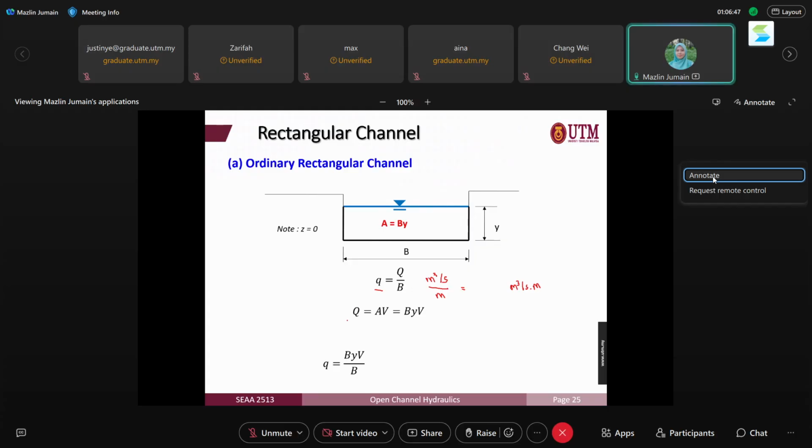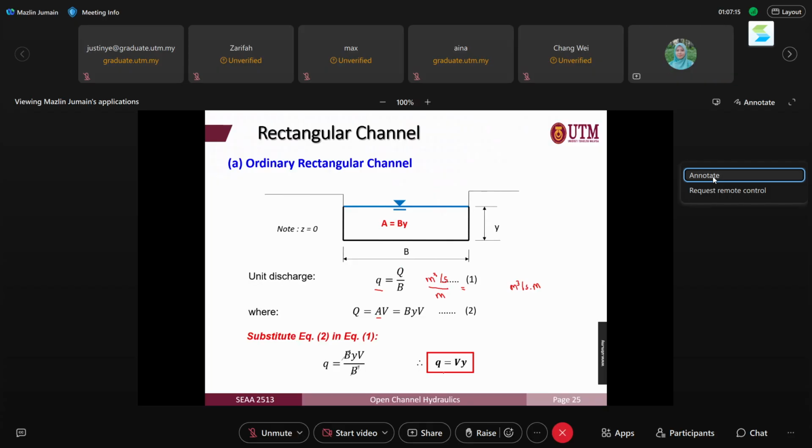And then as we know the flow equation, we have Q equal to AV, the flow area times the velocity. And then here's some derivation of the equation. So A equal to B darab Y for rectangular. And then V just remains dekat sini lah. And then here you just masukkan yang ni dalam equation yang ni lah untuk replace Q dekat sini.